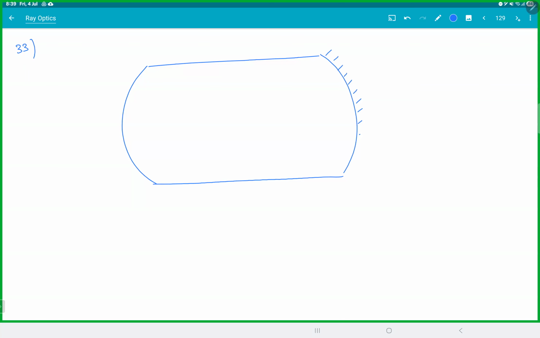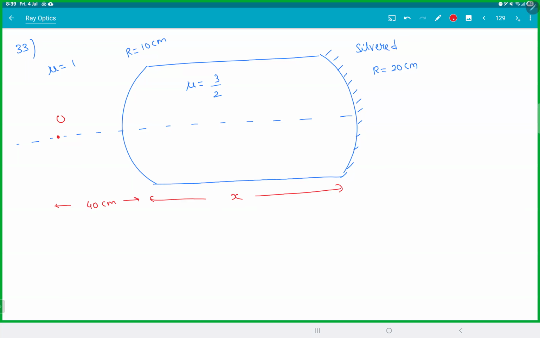We got a mirror here. This refractive index is 3 by 2. Outside is 1. R is 10 centimeters. This is silvered here. R is 20 centimeters. Object is here. This distance is 40 centimeters. This distance is x. Find x if the final image forms on the object.